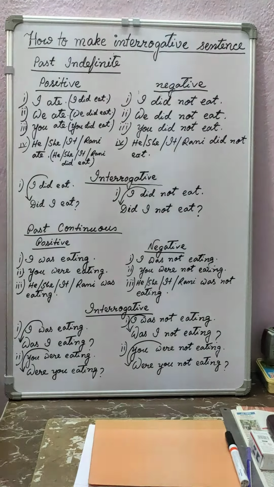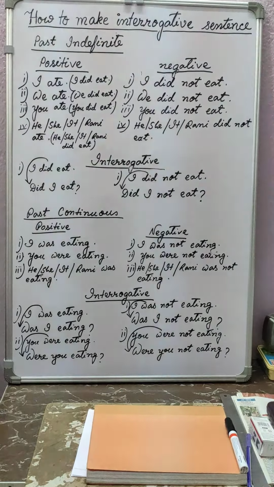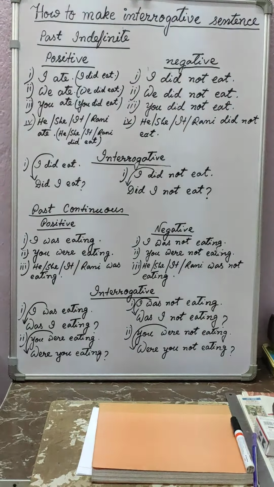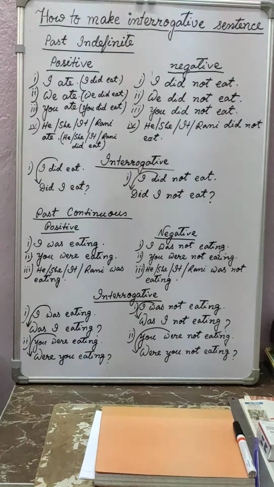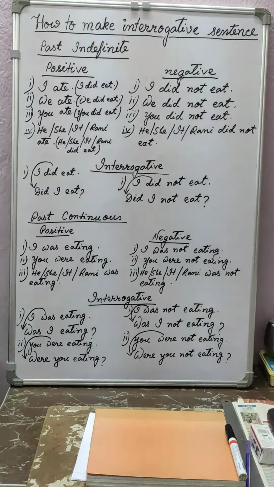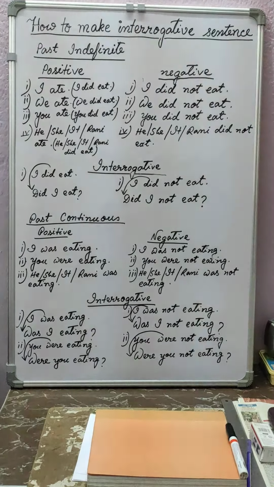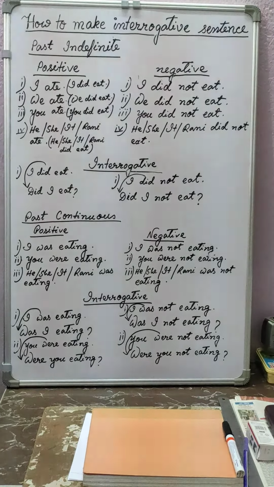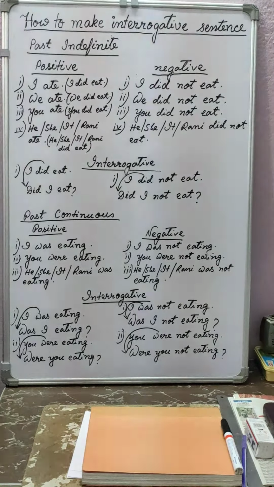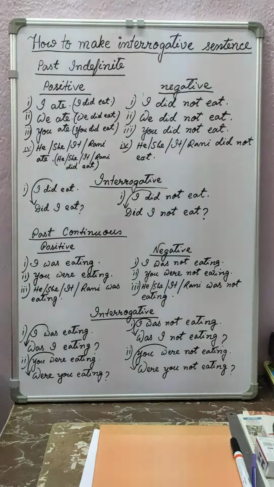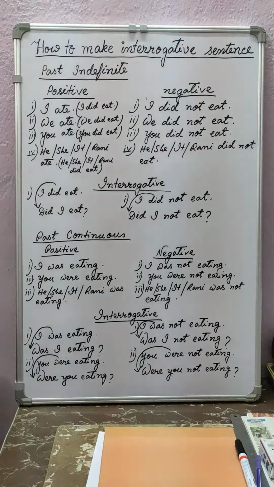You were eating; were you eating? When you bring the auxiliary in front of the subject, now in were, W-E-R-E, the W will be in capital letter. So you have to keep all these things in your mind.